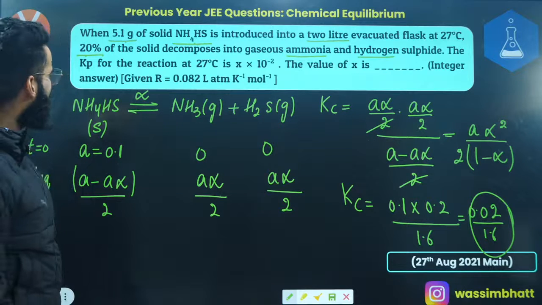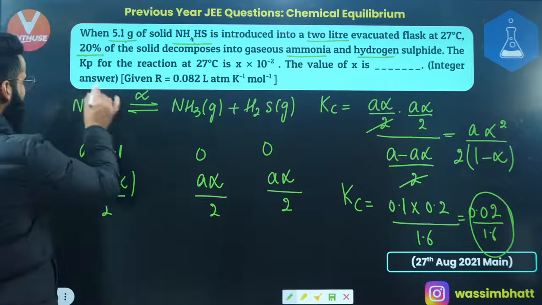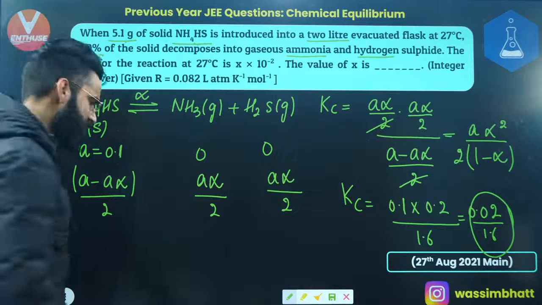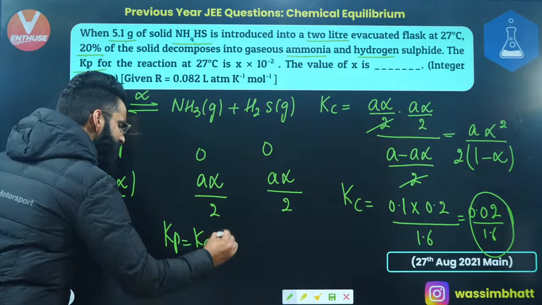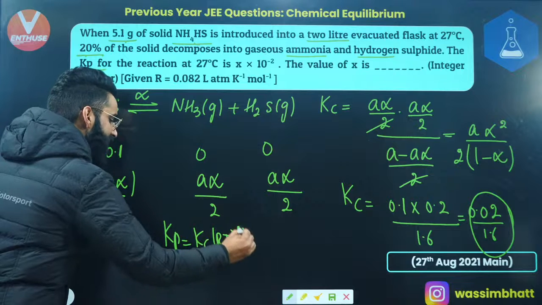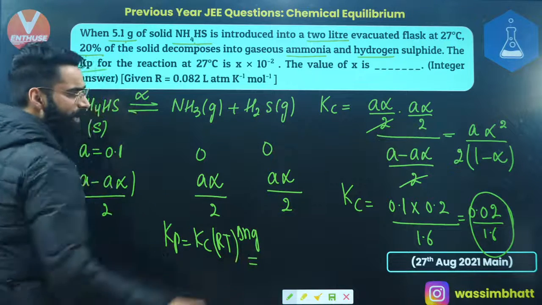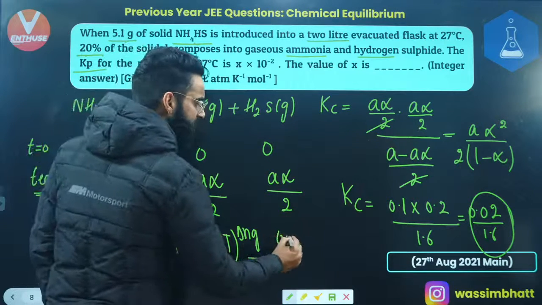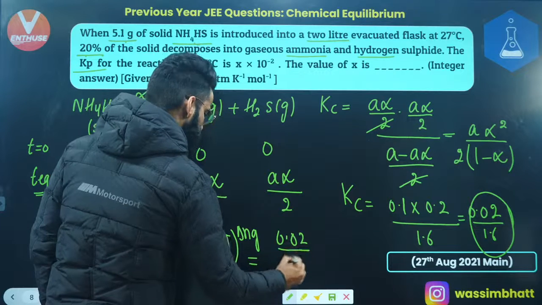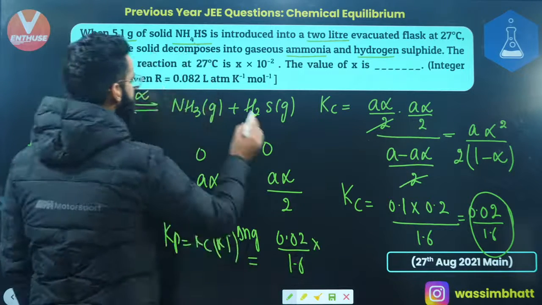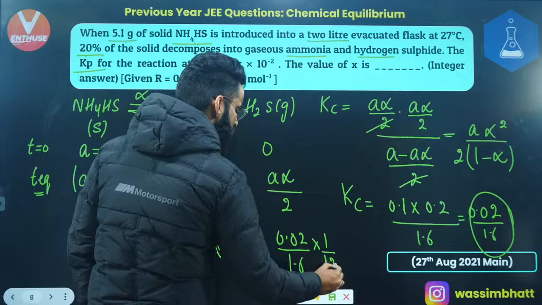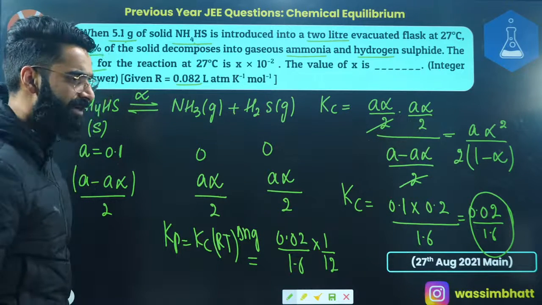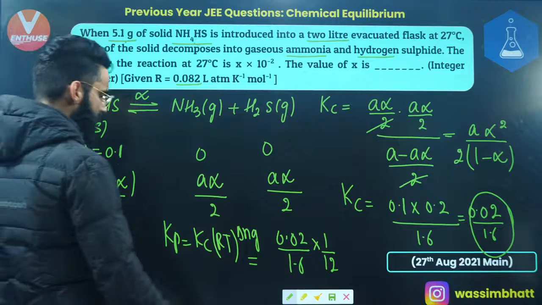But are we supposed to calculate the value of Kc or Kp? We are supposed to calculate the value of Kp, right? And we know the relation. Kp is equal to Kc RT raised to the power delta Ng, right? Kc value we have got as 0.02 divided by 1.6. R value is given as 0.0821, or instead of 0.0821 you can use 1 by 12 as well, which is again the same thing, okay?